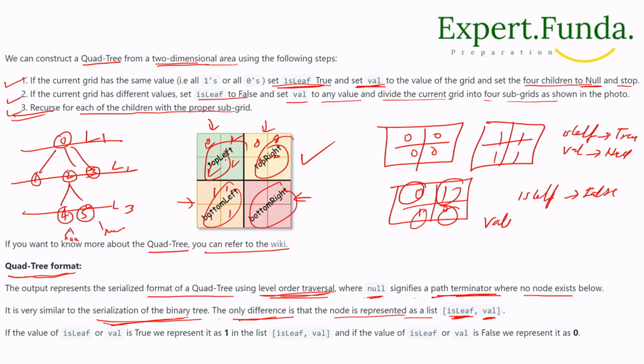The node contains isLeaf and val as a list. Now the next step is saying that if the value of isLeaf or val is true, we represent it as 1 in the list, and if the value of isLeaf or val is false, we represent it as 0, correct? So if isLeaf or val is true, we represent it as 1, or else we put 0.